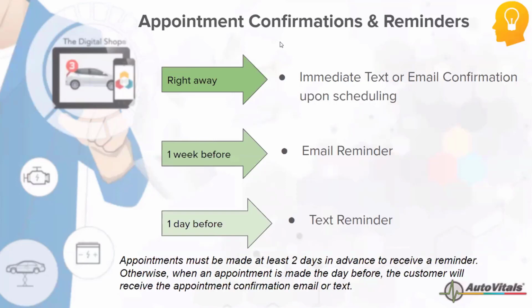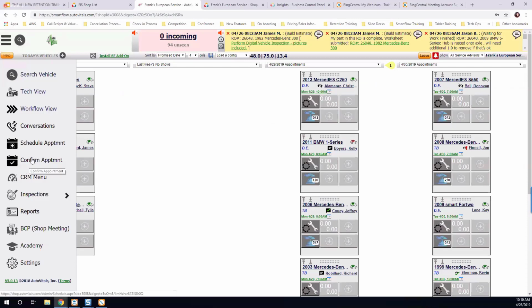Now, outside of point of sale system, AutoVitals will send a confirmation about an appointment request when we see that you confirm the appointment through either A, confirming an appointment here, or B, doing that through your conversation center or through your Google Calendar.